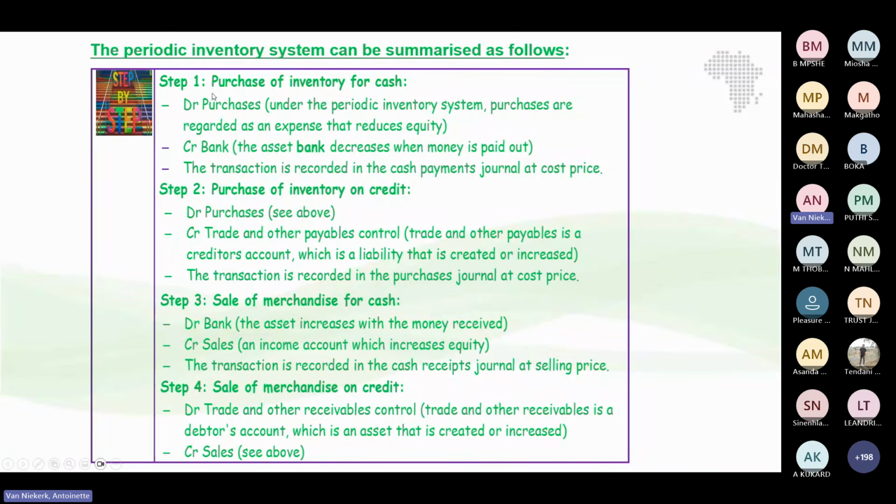So first, what happened? We purchased inventory for cash. Now your purchases account, which is an expense account, will increase on the debit side because purchases occurred. Remember, this was for cash, so this means your bank account is applicable. You purchased for cash, so there was an outflow of money. So your bank account, which is an asset account, decreases on the credit side.